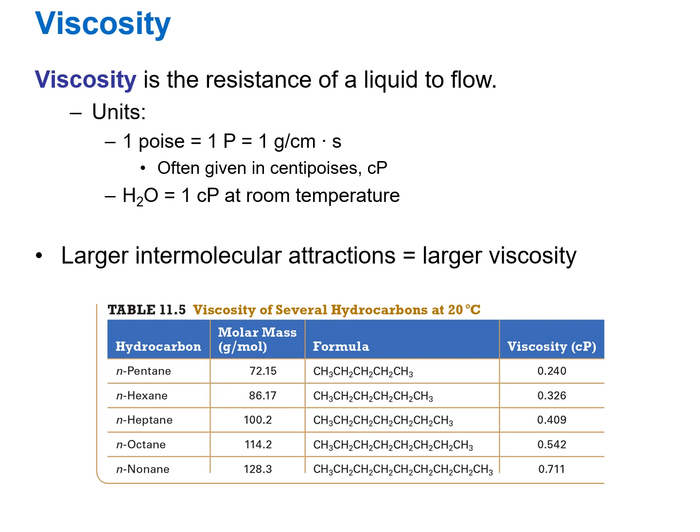The poise is often given in centipoise, and for water, the viscosity is 1 centipoise at room temperature. And here's a lovely chart that's giving you some other viscosity measurements of some hydrocarbons.